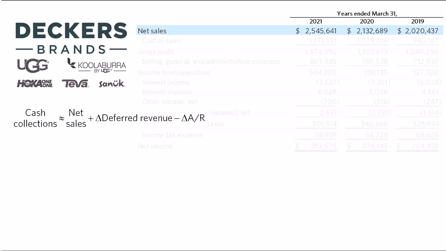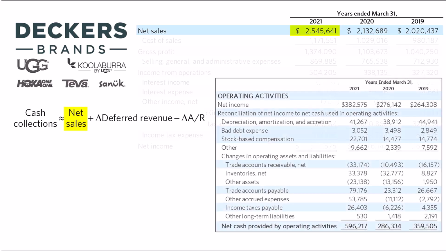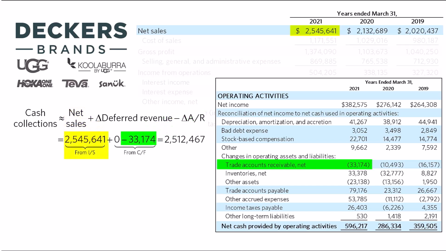The last thing I want to look at is how to infer cash collections from customers. The basic idea is that we can infer cash collections by adjusting the income statement sales number for the accruals reflected in deferred revenues and accounts receivable. We pull the adjustments from the cash flow statement because the balance sheet changes may reflect things like acquisitions that are unrelated to cash collections. This computation gives us an estimate of about $2.5 billion in cash collections.